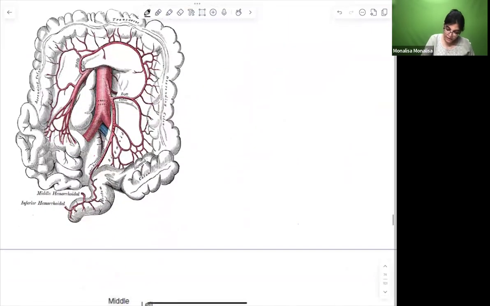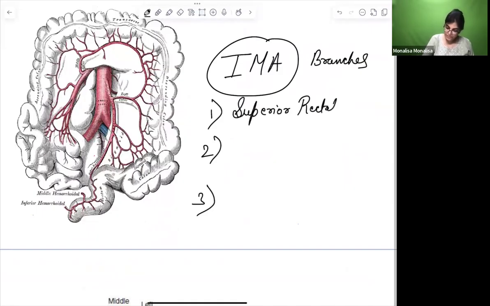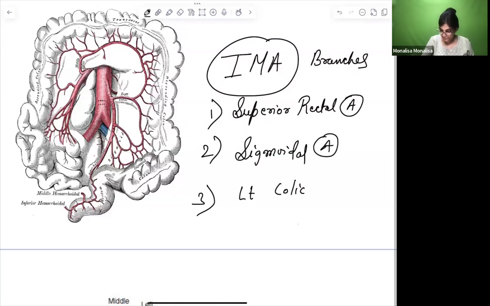Now, branches of the IMA, the inferior mesenteric artery. The inferior mesenteric artery gives 3 branches: the superior rectal artery, sigmoidal arteries, and the left colic artery.